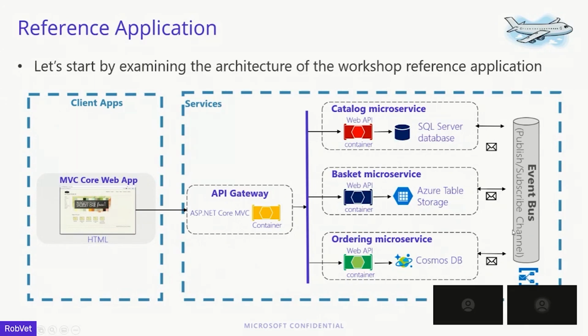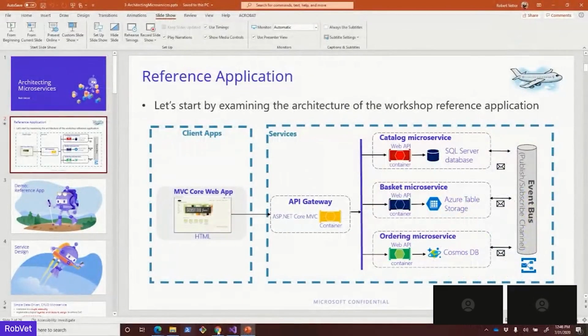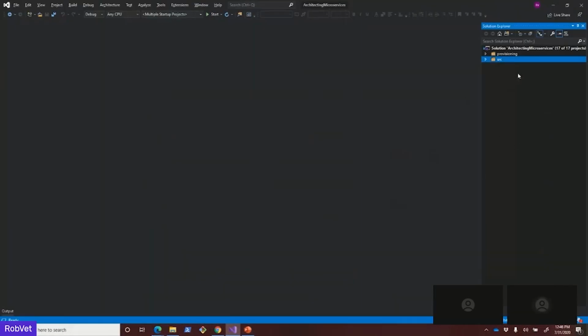We have something called an event bus as well. We'll talk about that in the next module. This is where we can send asynchronous messages from one service to another. So we'll talk a lot about that, but this is what it looks like here. If we look at the code really quickly, we'll get into the code a little bit. Here's the code for it right here.